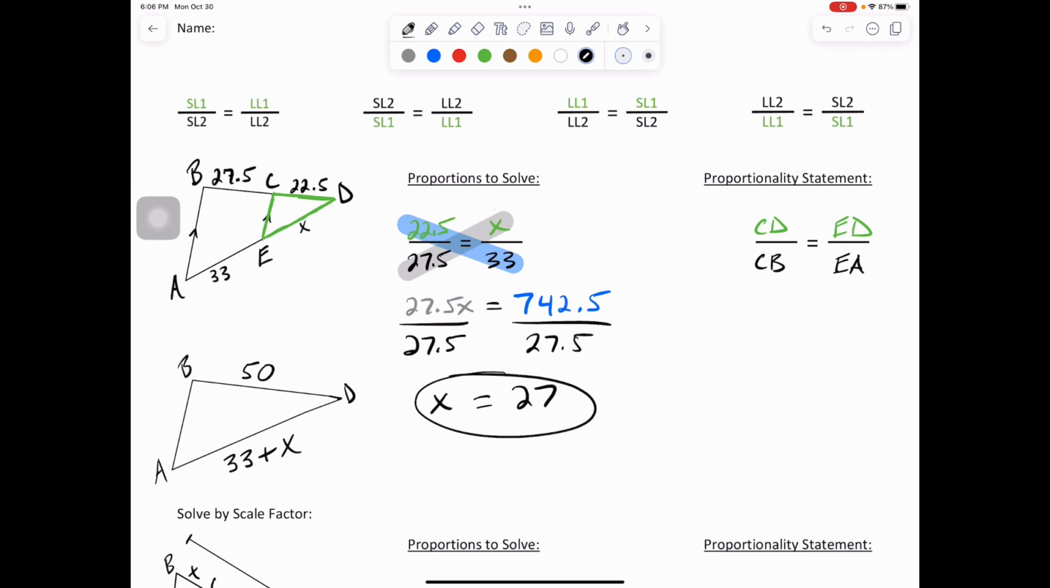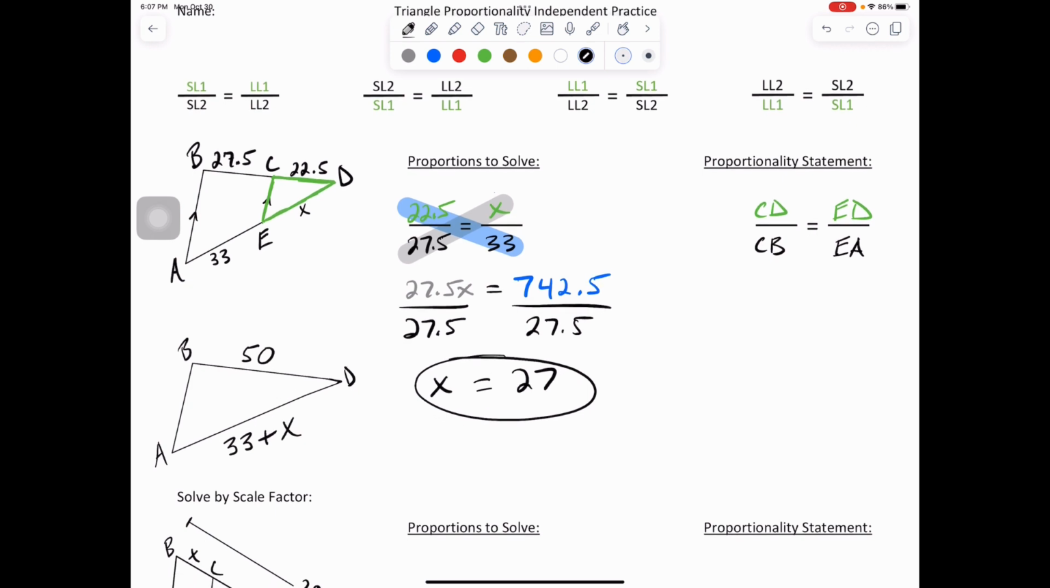Okay, so get comfortable with understanding that when line EC is parallel to line AB, it is going to split AD into AE and ED, and then BD into CD and CB, just like we did here. Now, is there also an alternative route? Of course there is. We can use scale factor. Now, I do not promote scale factor simply because as we continue to grow in math and continue to excel, there's going to be times where we cannot apply scale factor, but yes, we still can.